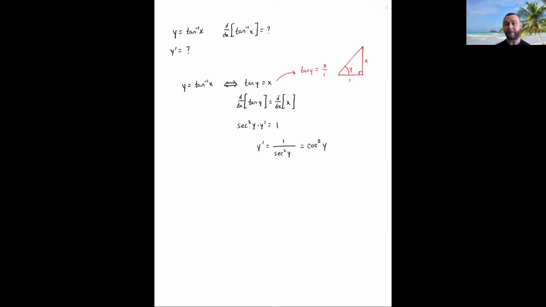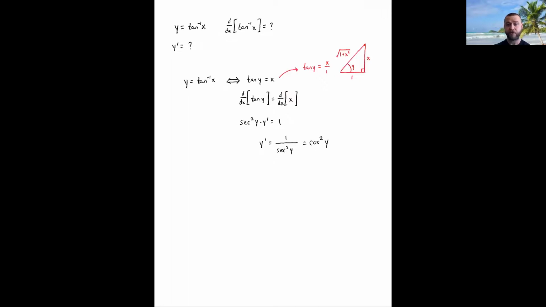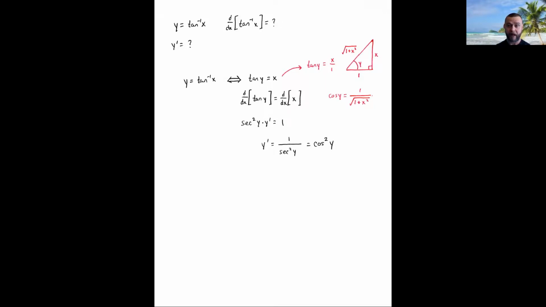We can label the opposite and adjacent sides for tangent. Remember, tangent is opposite over adjacent. And again, we can apply the Pythagorean theorem to figure out the hypotenuse, the remaining side. And if you do that, you should find that you get the square root of 1 plus x squared. Now what we want to convert back is cosine of y. And if we keep in mind cosine is adjacent over hypotenuse, we get this. Cosine of y will be 1 divided by the square root of 1 plus x squared.